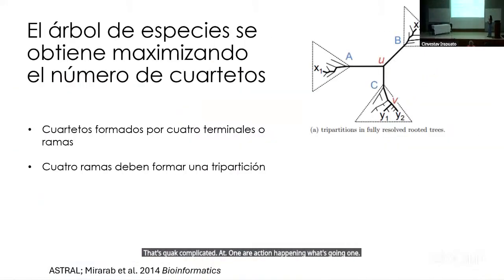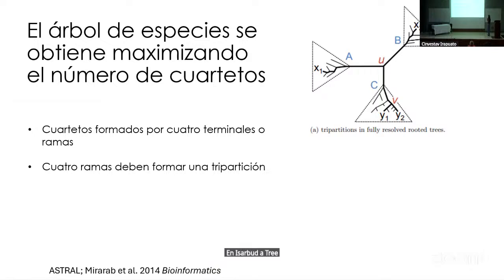And so to estimate the species tree that I showed you, I used multi-species coalescence models in this program called Astral. And so this is taking quartets that are formed by 4 terminals. It doesn't matter if these are species or just branches, but it has to be formed by 4 terminals. And here you have X1, X2, Y1, and Y2, right? And so we have these 4 terminals, and these 4 branches have to form a tripartition, okay? And so here you have a tripartition. We have these 3 branches that are linked by a node called U.